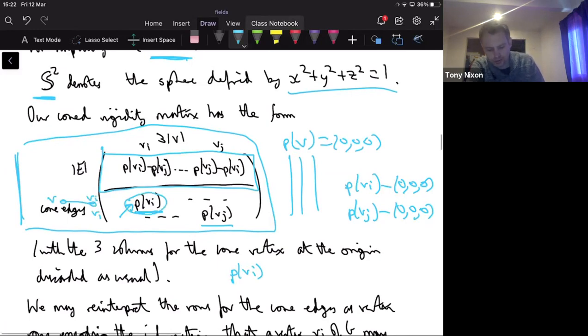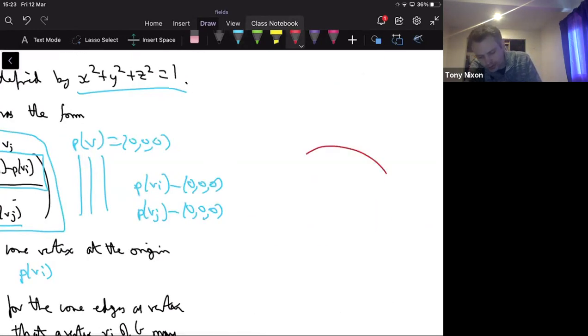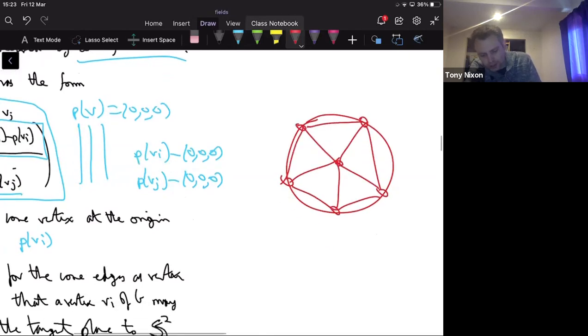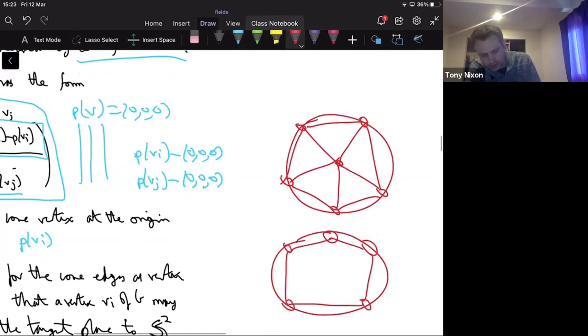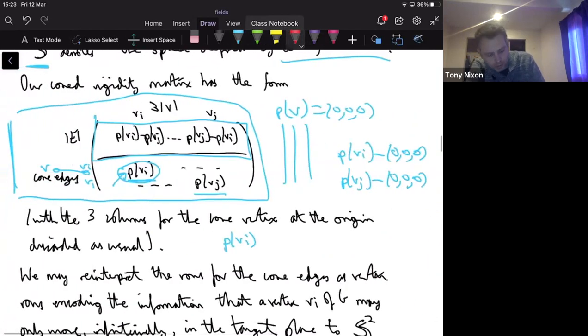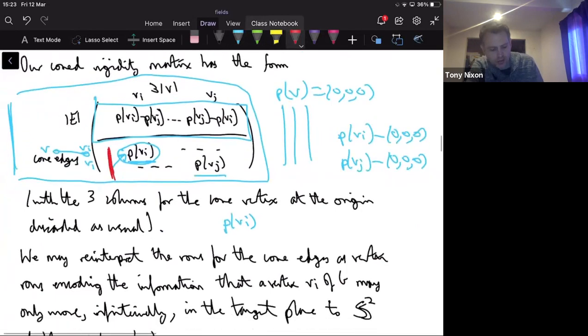So instead of having, let's move over here. So instead of having a graph with lots of edges like this, and then the edges around the outside, I want to think about a graph that's just like this. And so there are no edges to the middle, but I want to constrain it to the sphere by having conditions on the vertices instead. So I'm going to reinterpret these rows instead of as edge rows to the cone as vertex constraints.